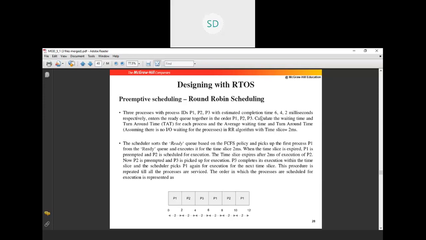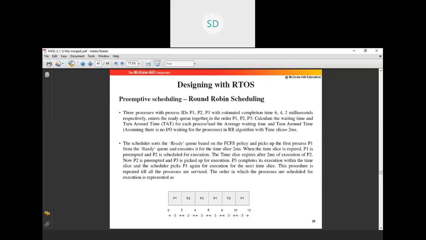So what is the time left? 6 minus 2 is nothing but 4. 4 time units are left for the execution. It shifts to the next process, P2. Again, P2 will be executed for 2 milliseconds. So 2 plus 2 is 4. At the fourth interval, it will stop its execution. So P2 has executed for 2 milliseconds. So 4 minus 2 is 2.